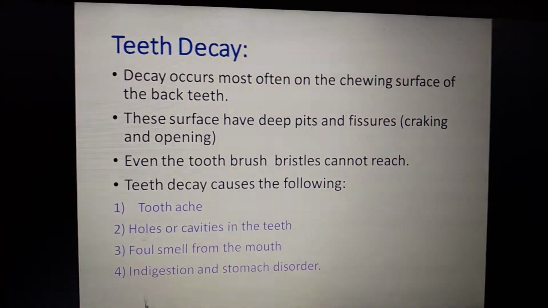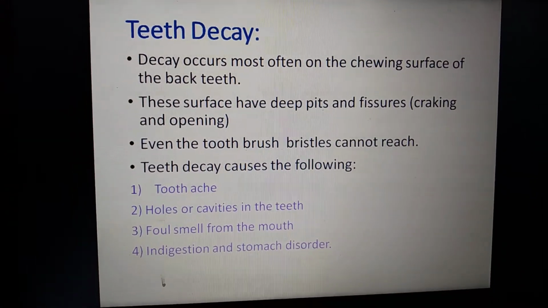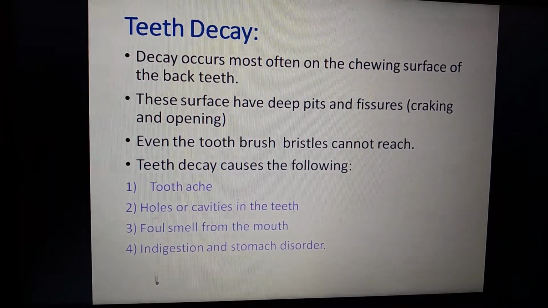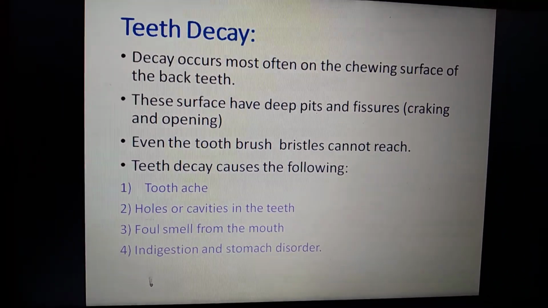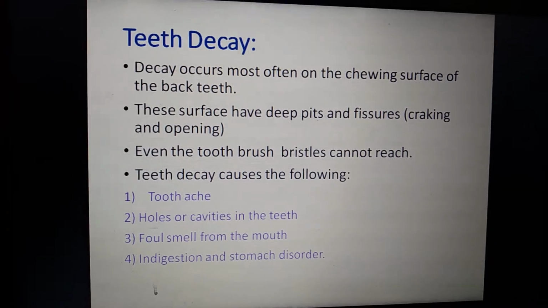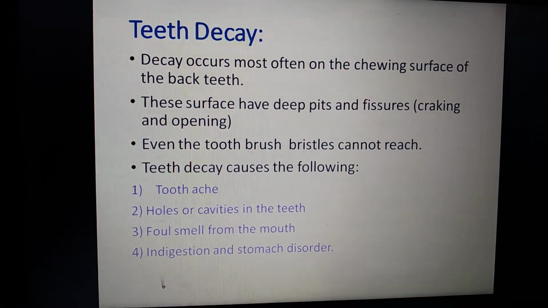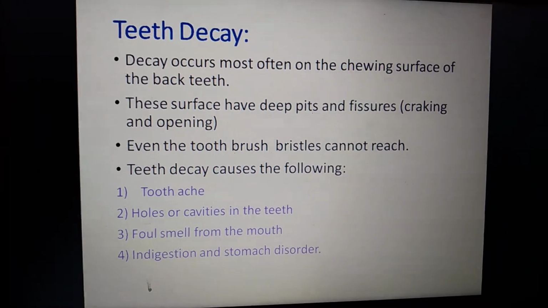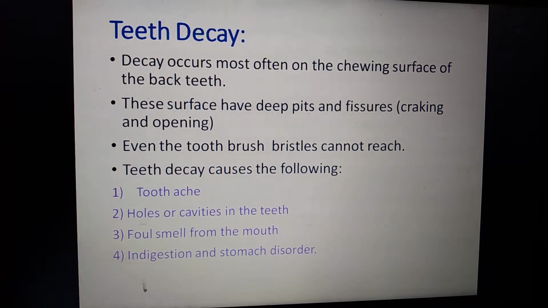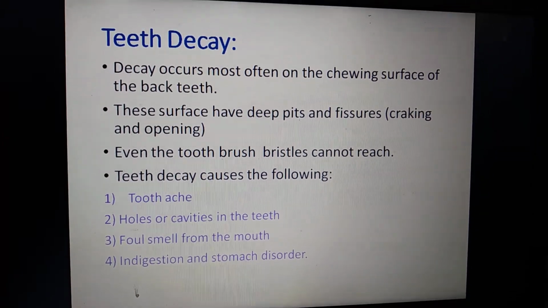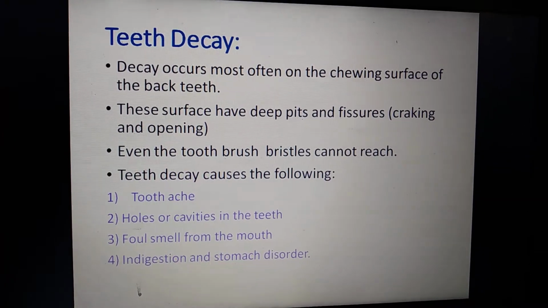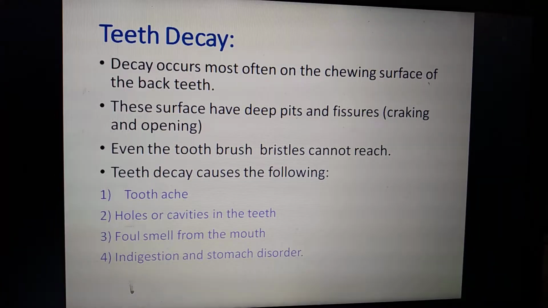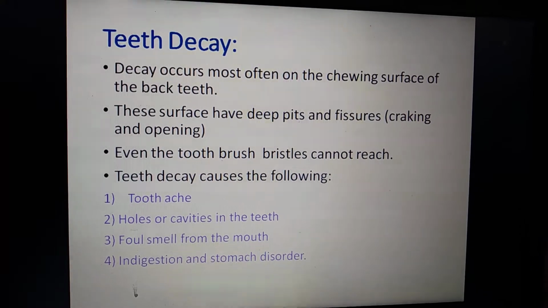And next we are going to study about tooth decay. Decay occurs most often on the chewing surface of the back teeth. We will always have decay in the molar and premolar teeth. Why does tooth decay happen? Because some bacteria come and accumulate on the teeth. If you are not brushing your teeth properly, it will damage the enamel and make holes inside the teeth.